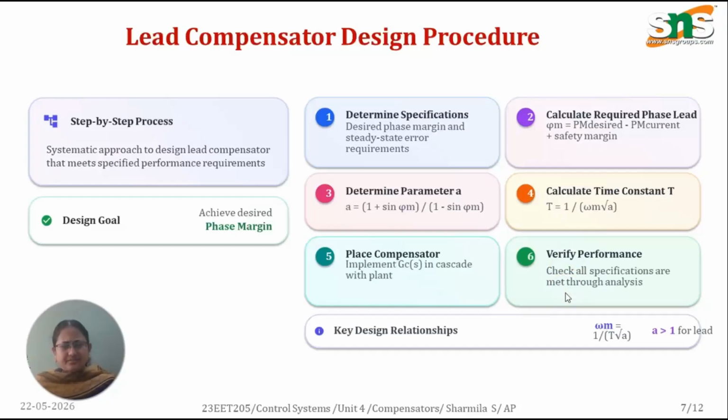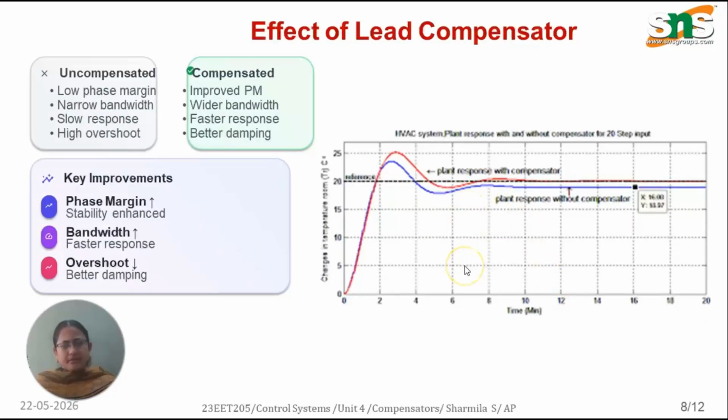Effect of the lead compensator. Let us compare the uncompensated and compensated systems. The uncompensated system gives a low phase margin, narrow bandwidth, slow response and high overshoot. But after adding the lead compensator, the phase margin improves, bandwidth increases, the response becomes faster and damping improves. Thus, the lead compensator significantly enhances the system performance.